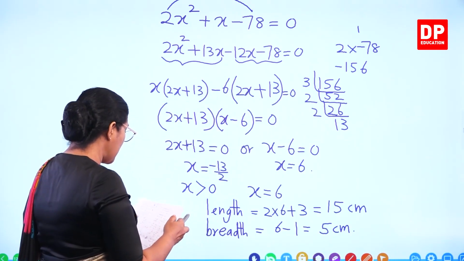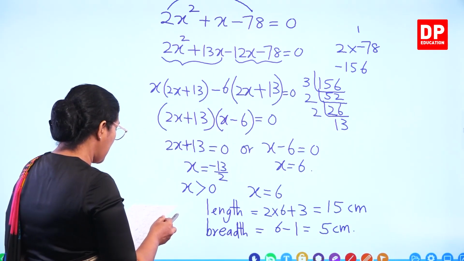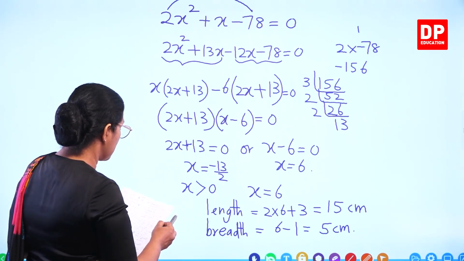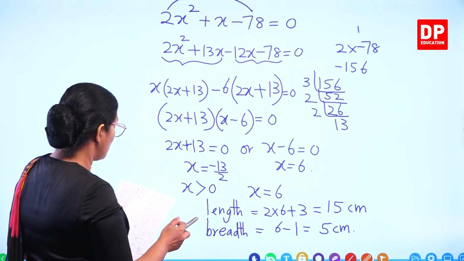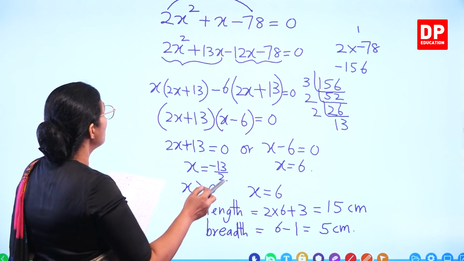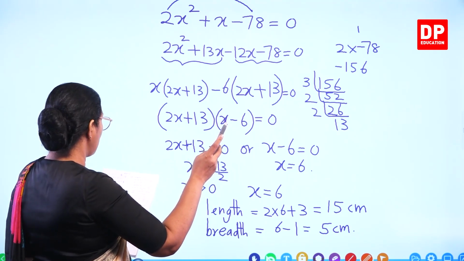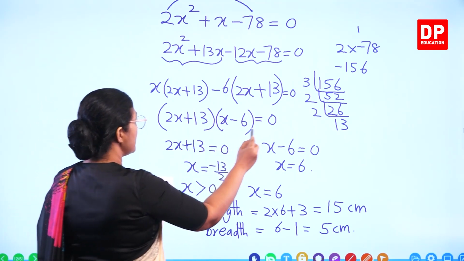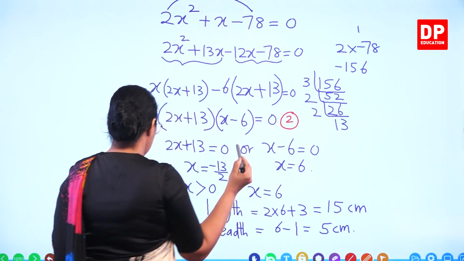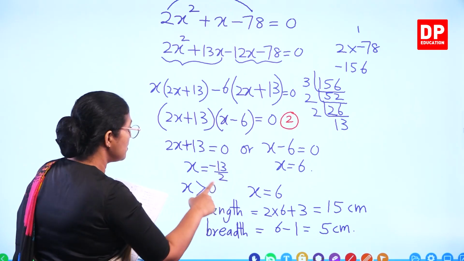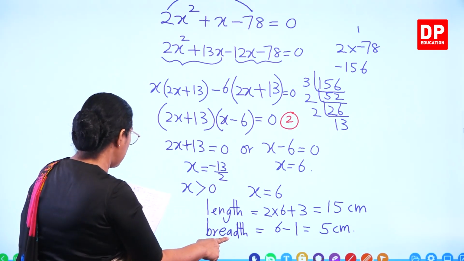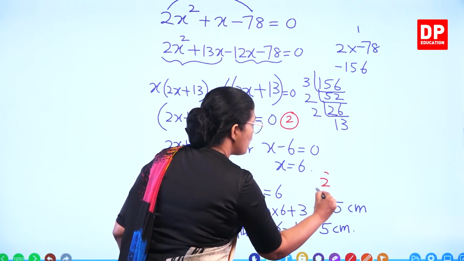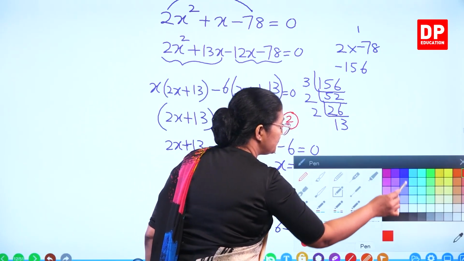How many marks can we give? So we can give 4 marks for this. 2 marks for finding the factors, 2x plus 13 and x minus 6, up to this point. And then solving and finding the length and width, 2 marks. Altogether 4 marks for this question.